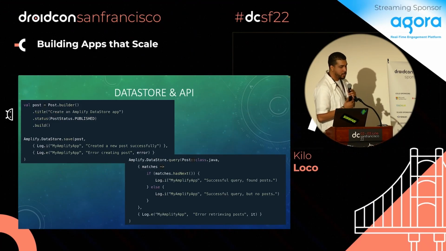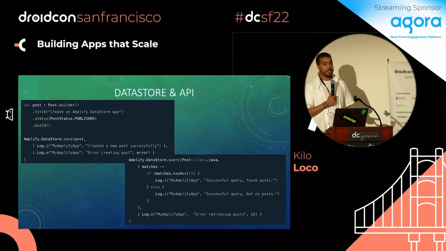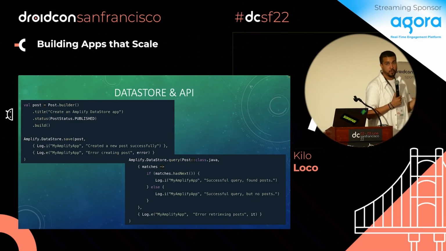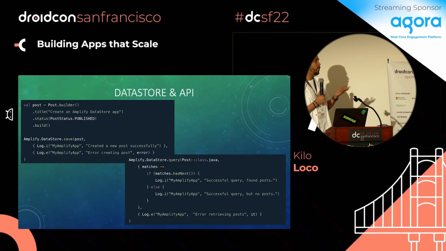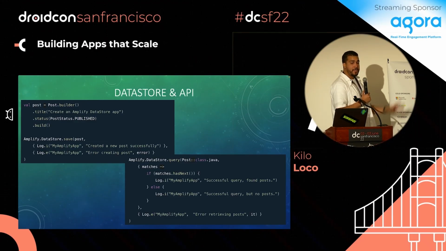And then the last one, which is going to essentially do the thing that I was talking about, which is storing data locally, is data store and API. Now, data store, you can think of it a little bit like Room. It works in a way where it's storing data locally, and it's going to essentially query that data from a local database, right?